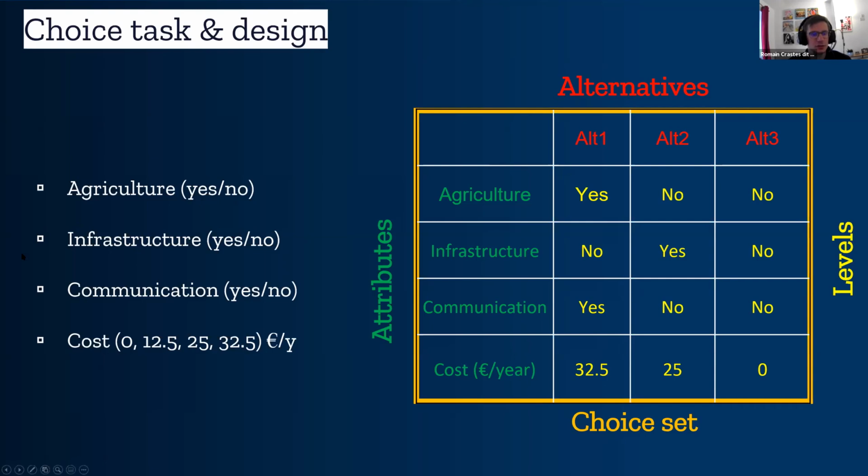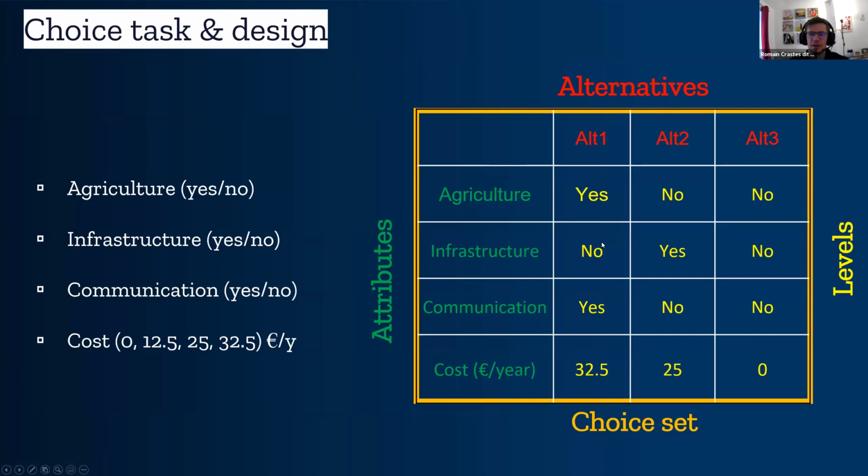Each attribute can take 2 levels: yes, it's featured in the policy package, or no, it's not featured. And of course, there is a cost. Okay, and people face 3 alternatives, alternative 1, 2, and 3, the third alternative being the status quo. And they are asked, which alternative do you prefer?